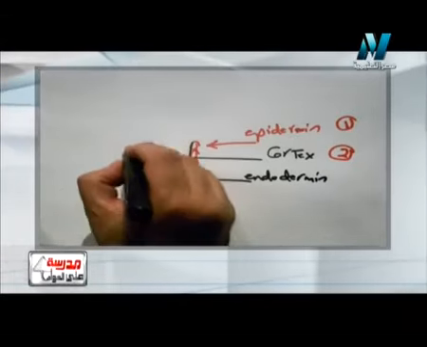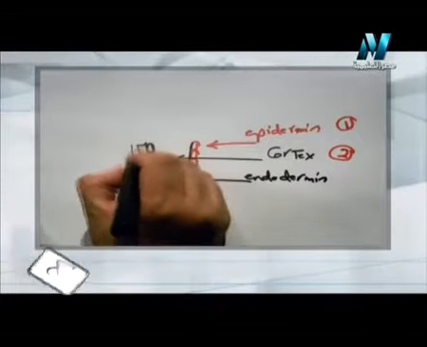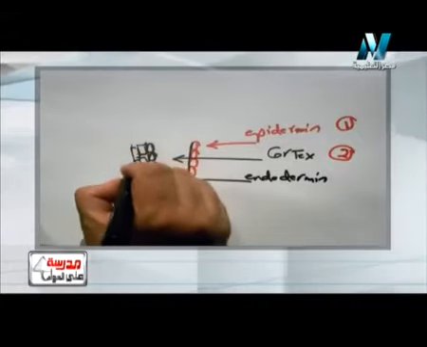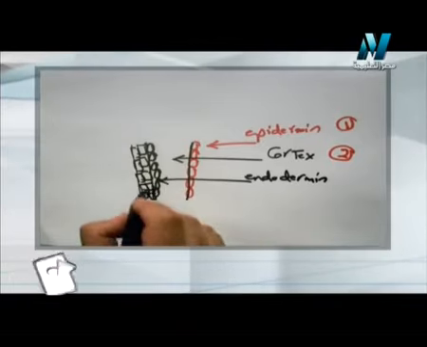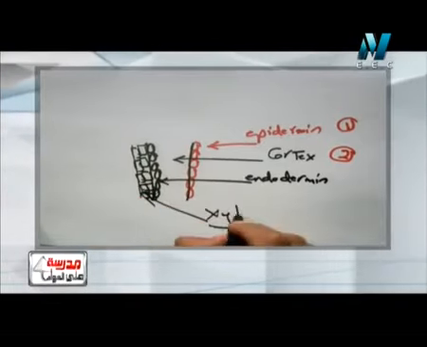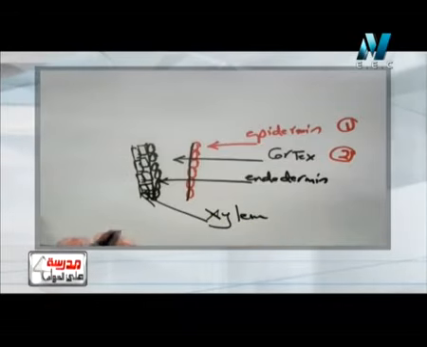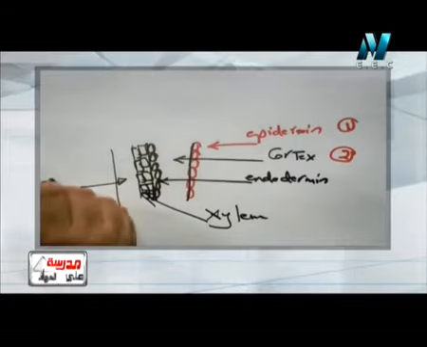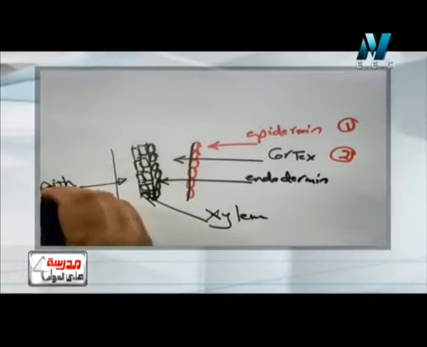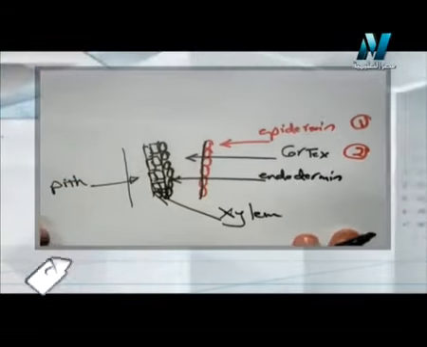The third layer, which is like the bricks used to build houses, we call the xylem. And this layer is very important for the absorption of water. The last layer is called the pith, or the phloem. Again, we have 4 layers up till now.